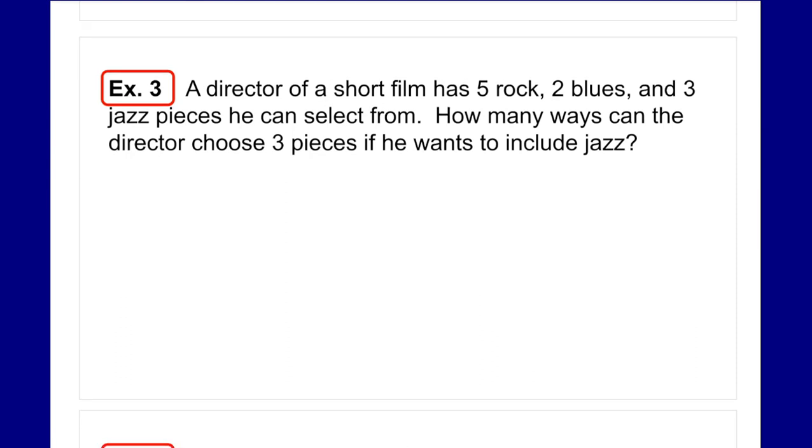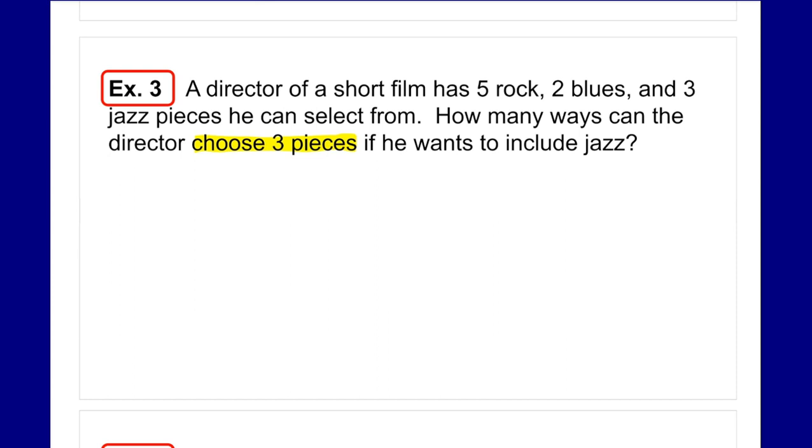Example 3. A director of a short film has 5 rock, 2 blues, and 3 jazz pieces he can select from. How many ways can the director choose 3 pieces if he wants to include jazz? Right, so again, choosing 3 pieces indicates that we're looking at combinations. It doesn't matter what order he chooses them in. He just wants to make sure that from his selection he has at least one jazz piece, and he's just making a selection of 3. It doesn't matter what order they come in.